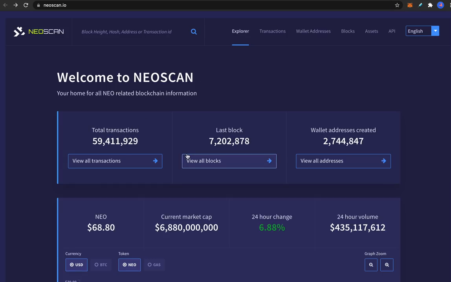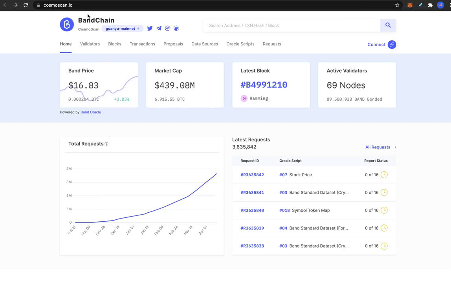Total transaction count is 59 million transactions. So that's the amount of transactions in all of its history from what I understand right now. And if I compare this to a project that I already hold, which is called the Band Protocol. Band Protocol is an oracle, kind of like Chainlink, and I will talk about fundamentals of this soon.